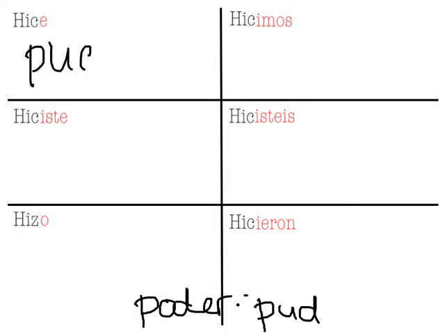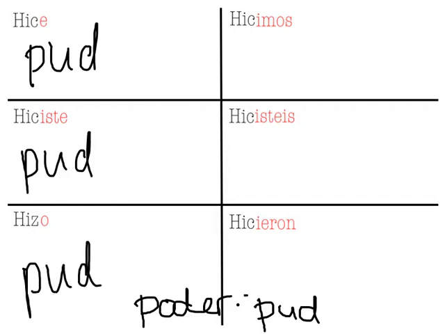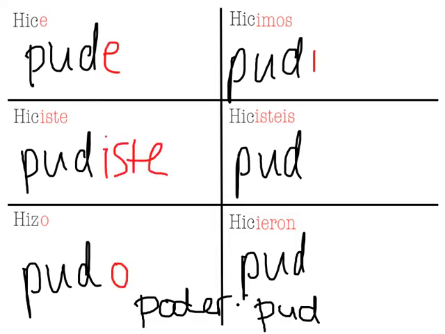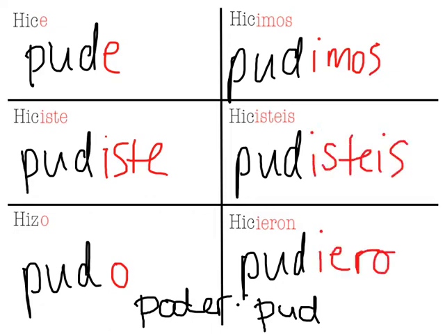So we'll go ahead and fill in our stems. And then we'll add the same endings that we did for the other verbs. Pude, pudiste, pudo, pudimos, pudisteis, and pudieron. My class last year really liked this word because they said it sounded like put the air on, like the air conditioning. Pudieron, put the air on.